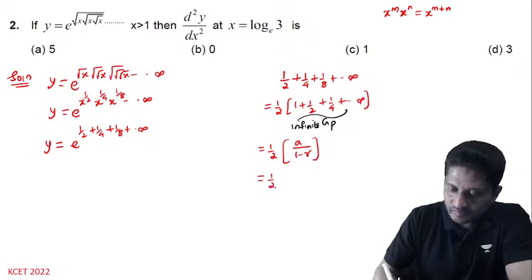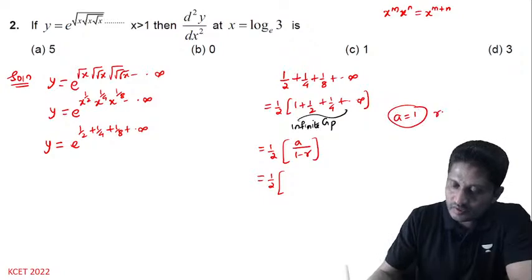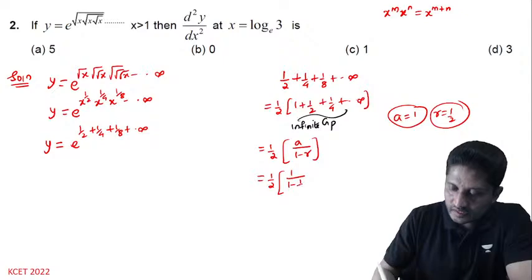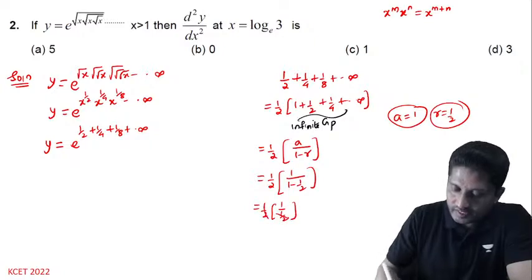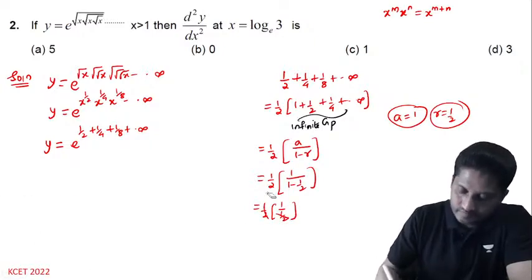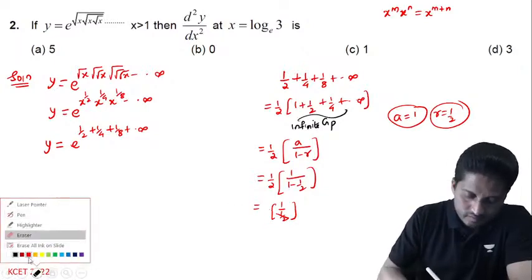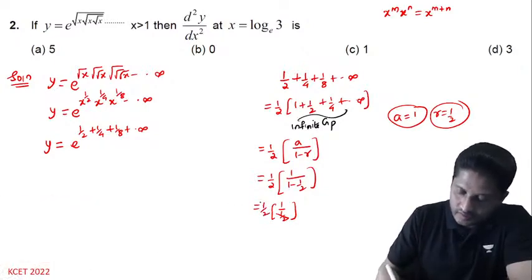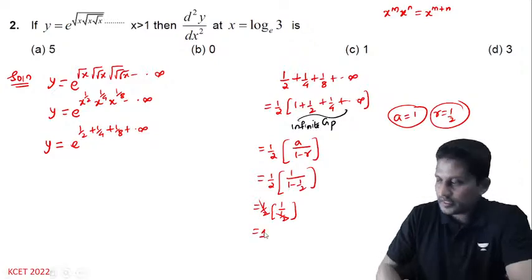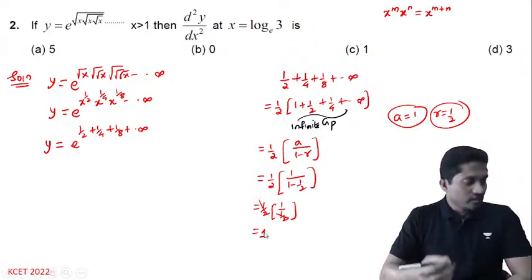This is equal to half of, A will be equal to 1, and R is equal to 1 by 2. 1 divided by 1 minus half. 1 minus half is half. Right, I'm going to cancel this. You will get 1. Is that okay, guys? So this is 1.